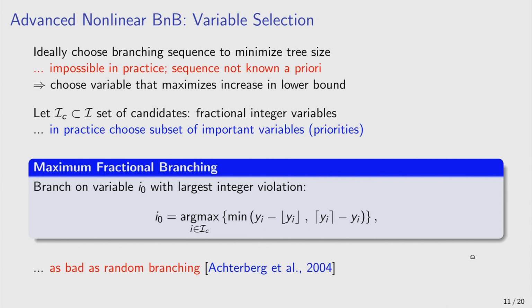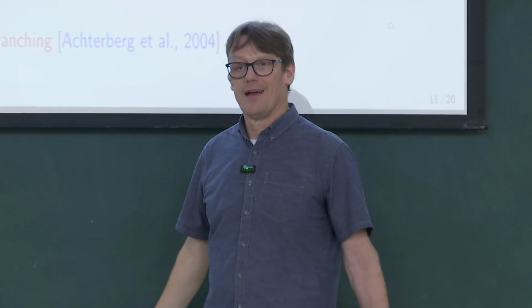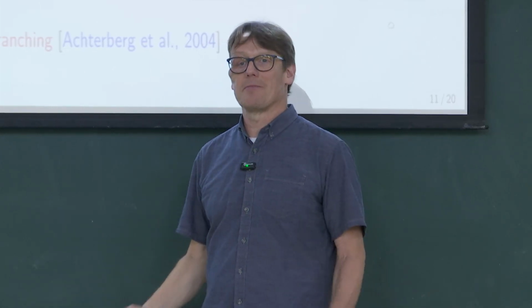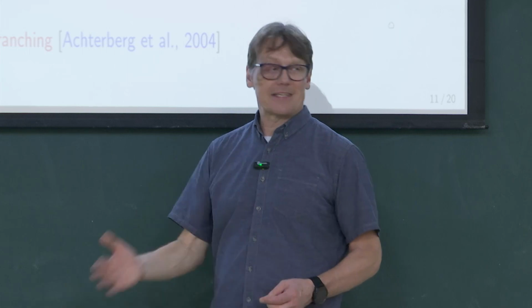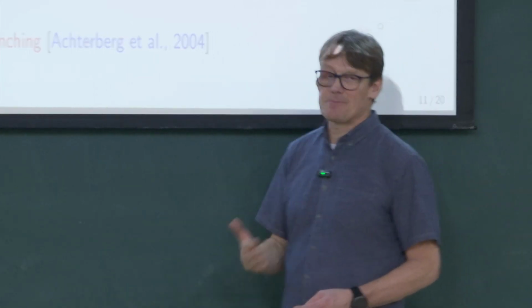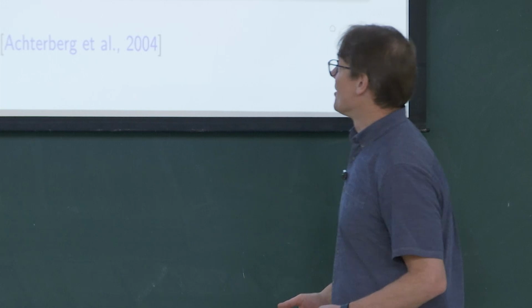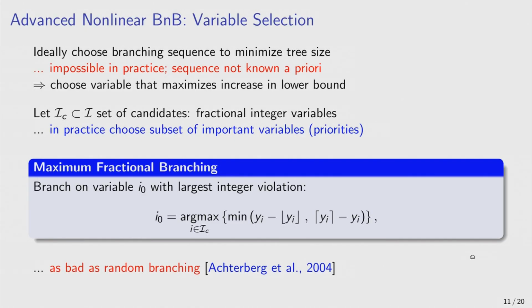And Tobias Achterberg did some experiments with this, and actually observed that doing this computation is almost as bad as random branching. So randomly selecting a branching variable means you don't know anything about your problem, or you pretend you know nothing about your problem, and you choose something at random. That can't be a good strategy. There must be a smarter strategy. And so this is a bad strategy. So this just looks at, it maximizes the smallest deviation to an integer.